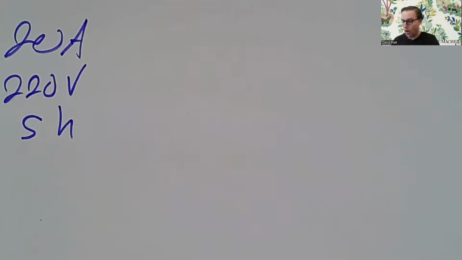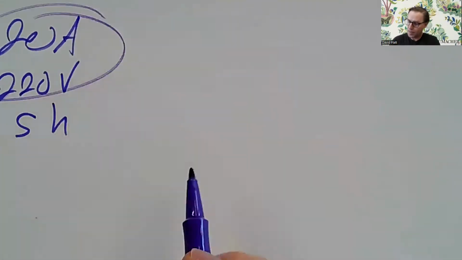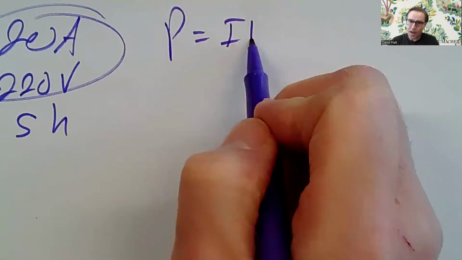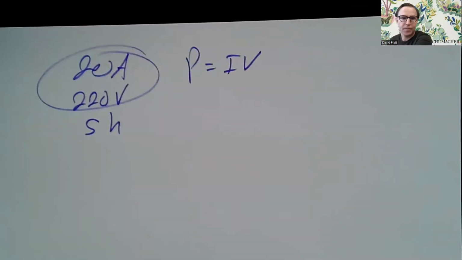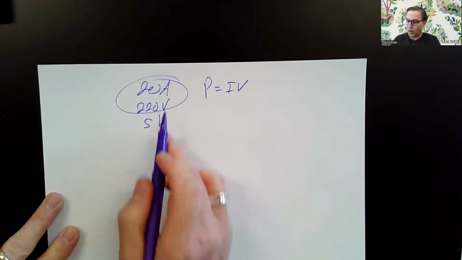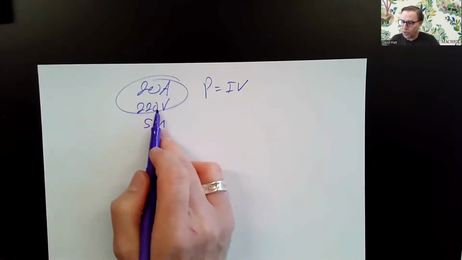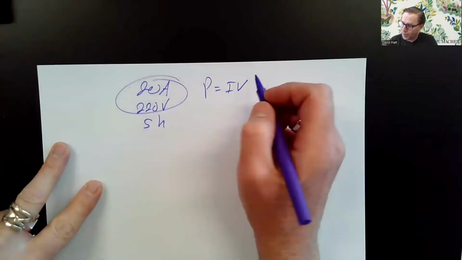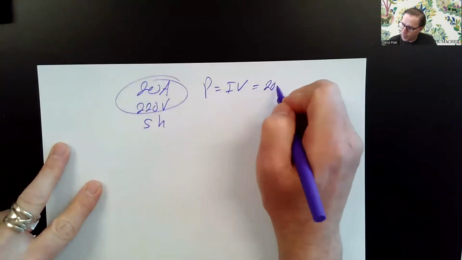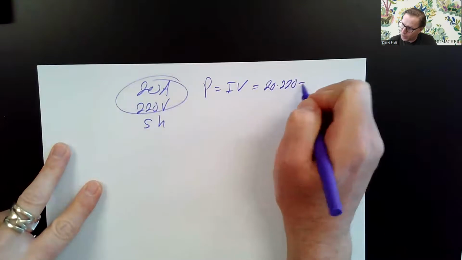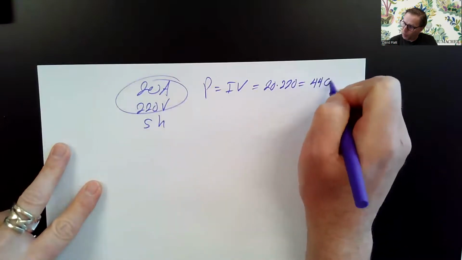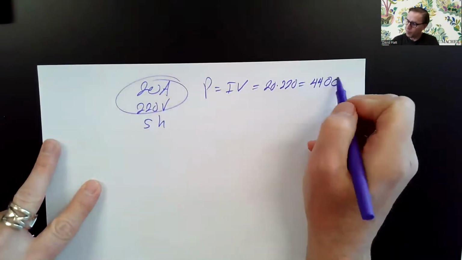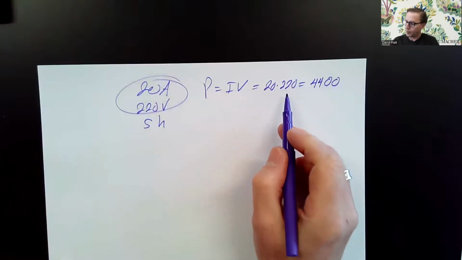So power is IV. So there's the current in amps, there's the voltage in volts. 220 times 2 is 440. 20 times 220. So that's 440 with one more zero. 4,400.